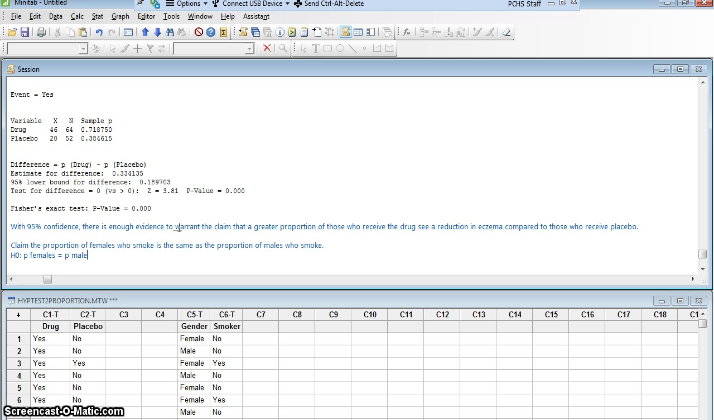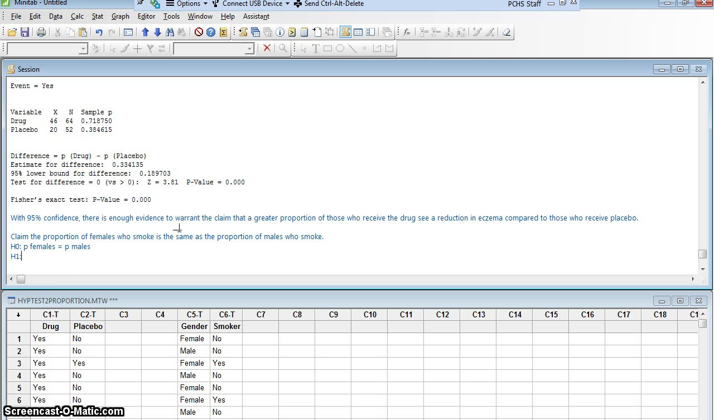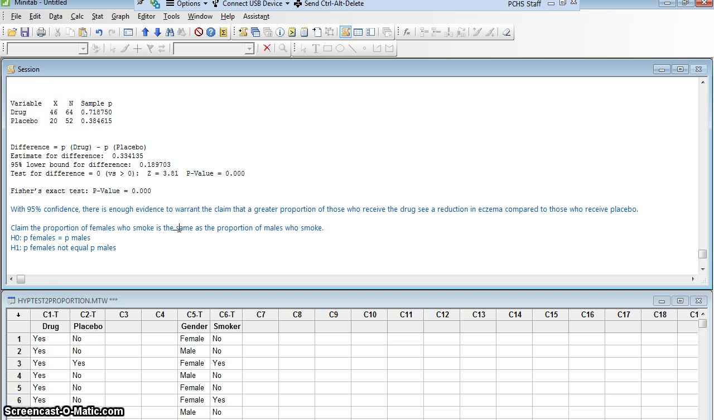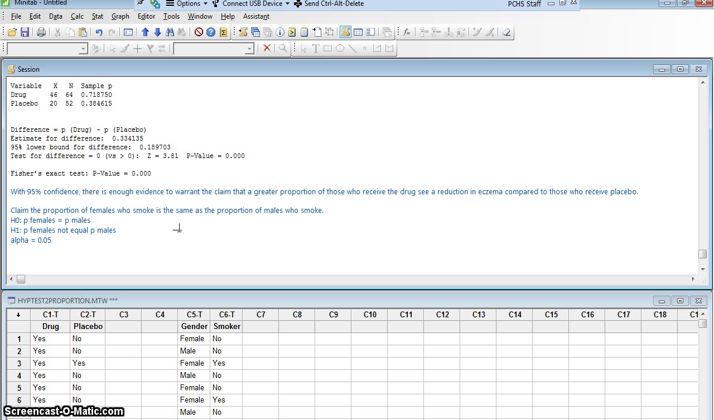proportion among males. My alternative, if I'm testing a claim that's an equal statement, the best alternative is a not equal. The proportion among females is not equal to the proportion among males. And again, let's work at 95% confidence. So I'm going to say my significance is 0.05, or I'm working at 95% confidence.